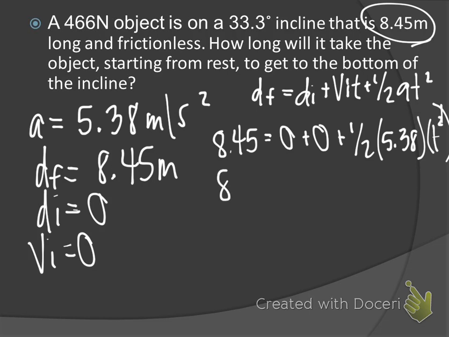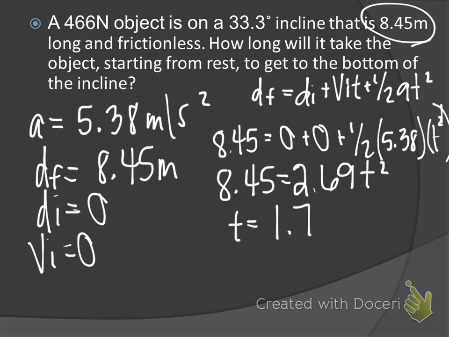And we're going to say 8.45 is equal to 2.69 times t squared. So we'll take 8.45 divided by 2.69, and then we take the square root of that answer. And that means t is equal to 1.77 seconds.